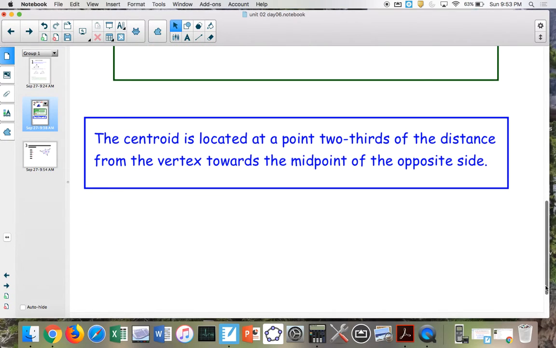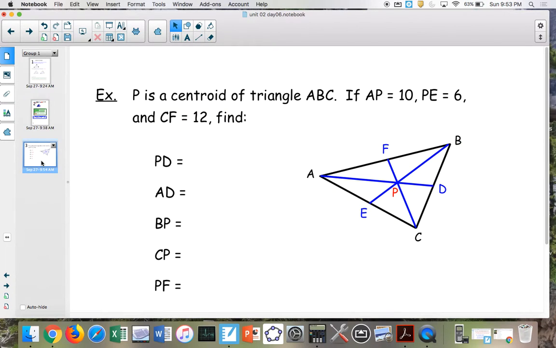Let's take a look at an example where we can actually apply this. Let's say P is the centroid of triangle ABC, and then I'm giving you some information. So let's list a little bit of this. A to P is 10 units long, so I'll write that in there. Now I'm going to stop and not look at the other information for a minute, and go over to the questions. We want to find the length of PD. So in your picture, from P to D.